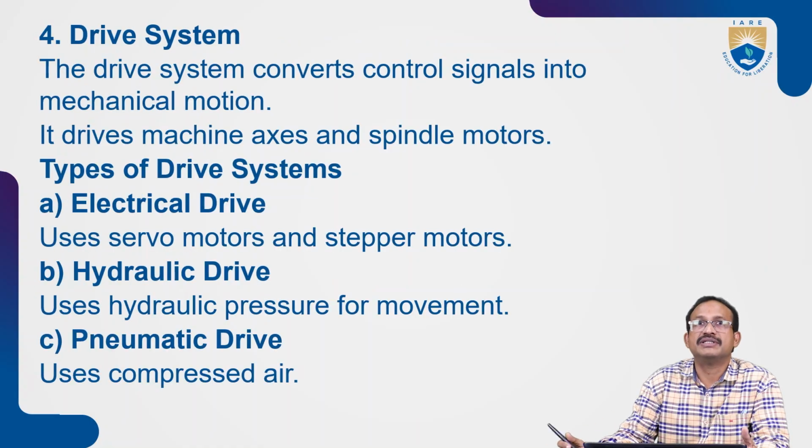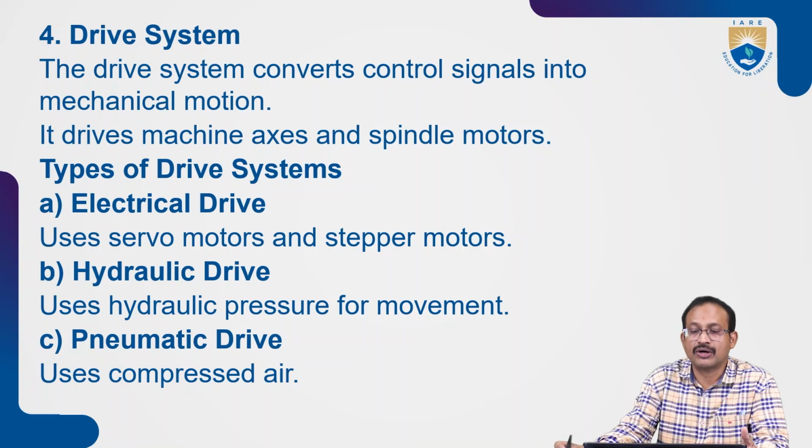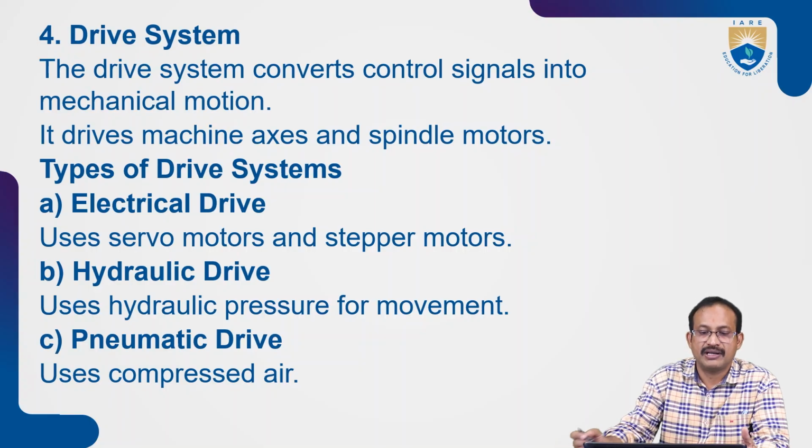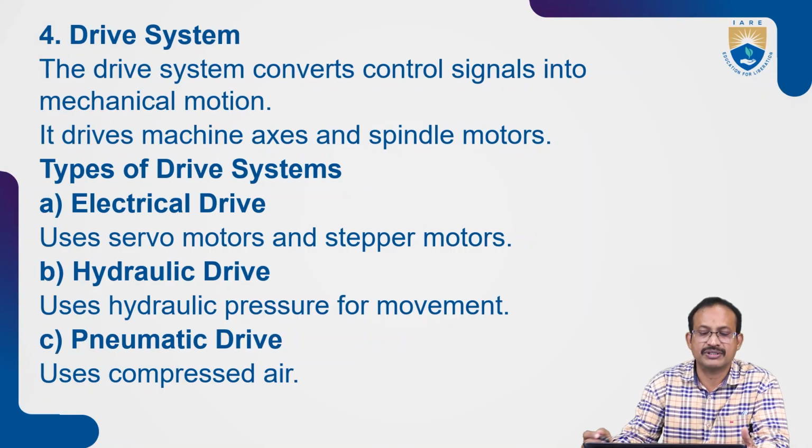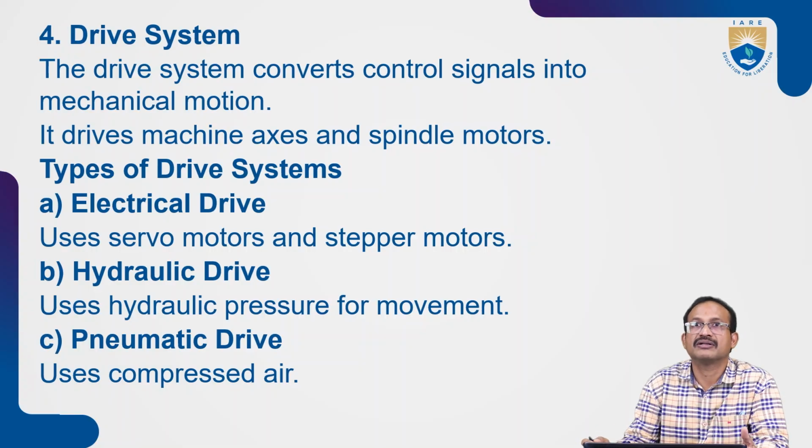Next, drive system. The drive system converts control signals into mechanical motion. It drives machine axis and spindle motors. Types of drive system: electrical drive, hydraulic drive, and pneumatic drive. These drive systems that we have seen in the previous presentation, of course, use servo motors and stepper motors in electrical drive, use hydraulic pressure for movement in the hydraulic drive, and use compressed air in the pneumatic drive systems.